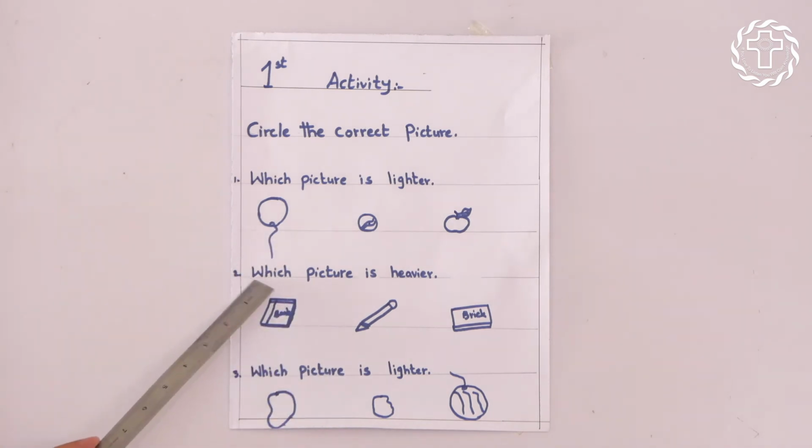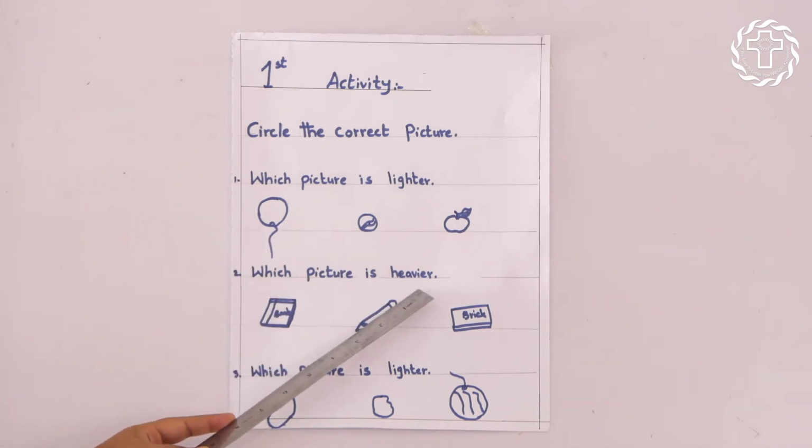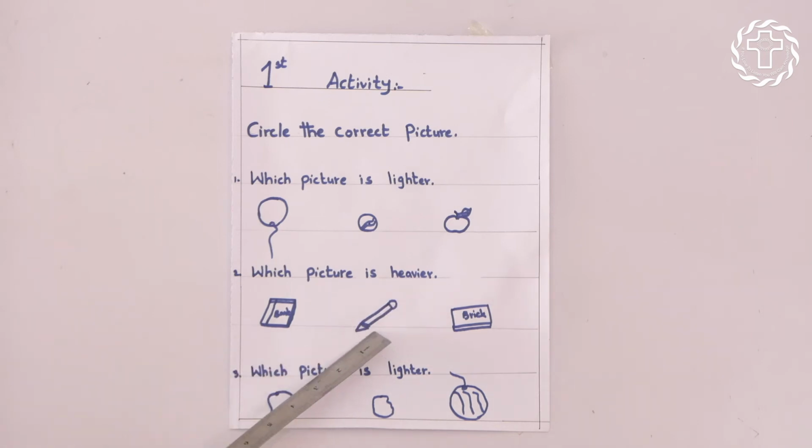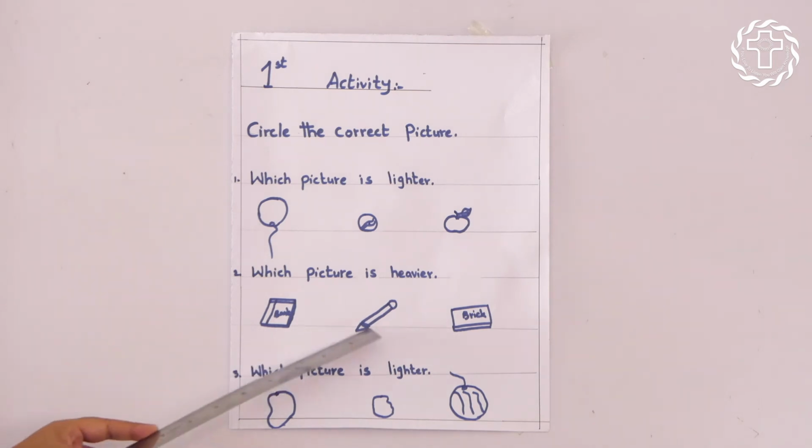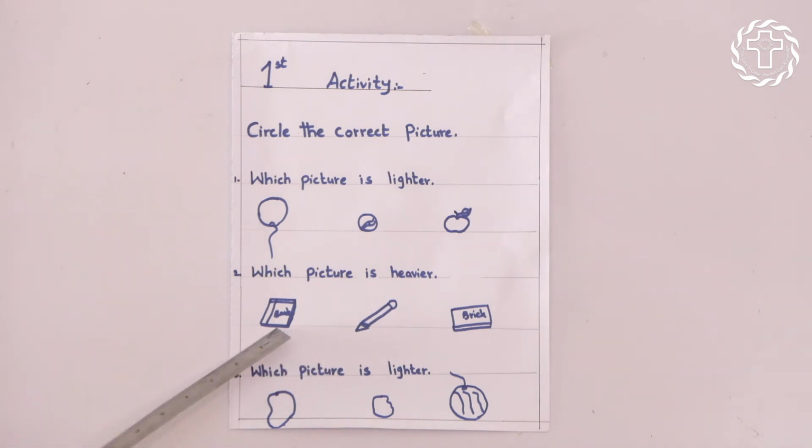The second statement is, which picture is heavier? The book, a pencil, or a brick? The brick is a heavier object than these two objects. The third statement is, which picture is lighter? A mango, a stone, a watermelon. A mango is lighter than these two objects.